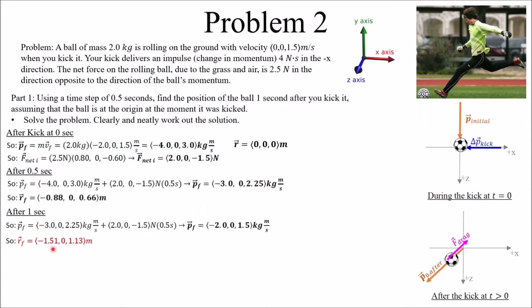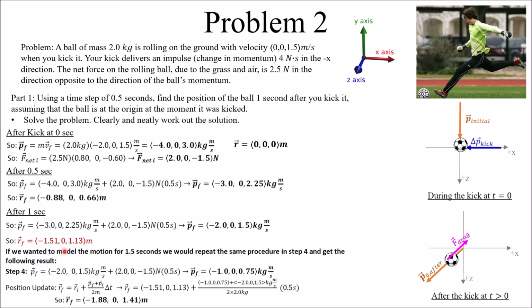So that pretty much solves the problem there. But as you can see, you can continue doing this process. If you wanted to figure out what it would be at 1.5 seconds, you would find the final momentum again, starting with whatever you had after 1 second and ending with whatever you have at 1.5 seconds. Then you plug that into your position update, and you can figure out what your final position would be at 1.5 seconds. You just continue to step your way along, updating the position and updating the momentum, and that's how this works.